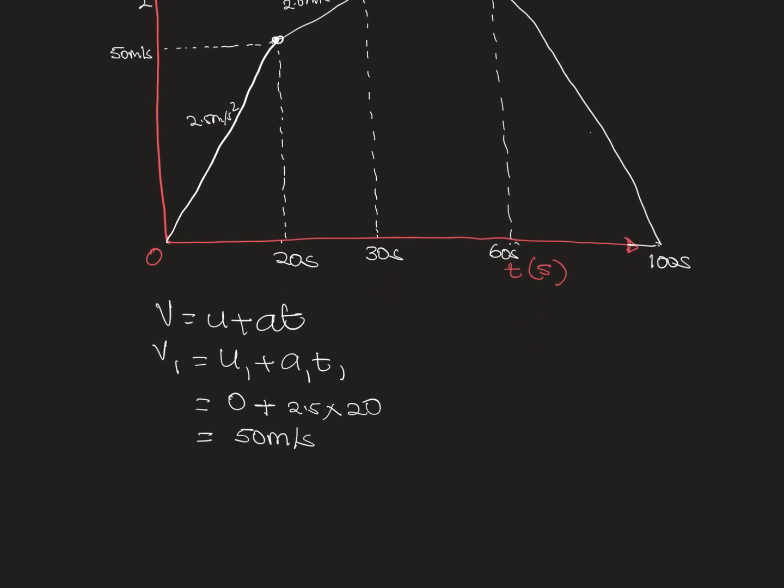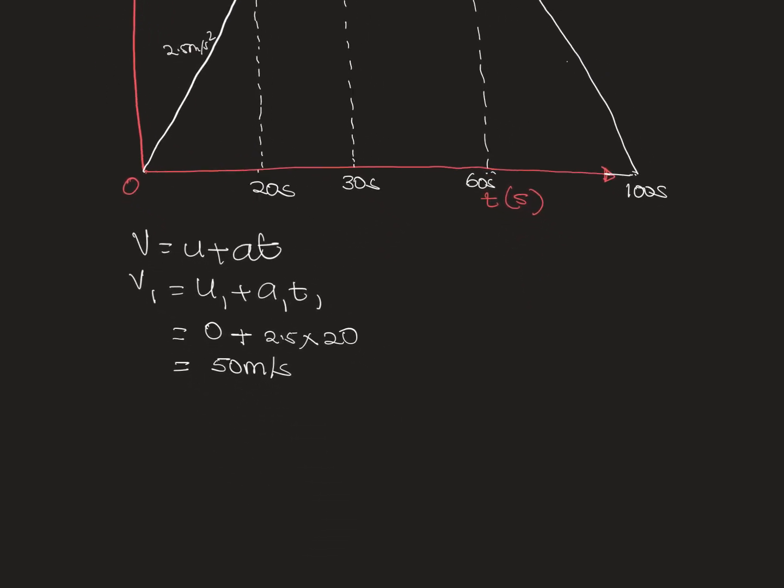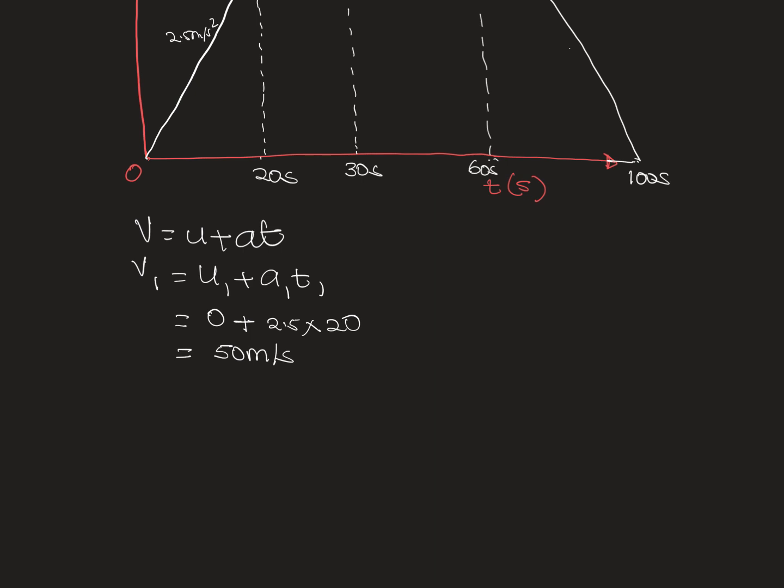Okay, so let's continue and find v2. v equals u plus at. So if I'm going to find the final velocity for the second event, v2 equals u2 plus a2 t2. So v2 equals, what will be the u2?